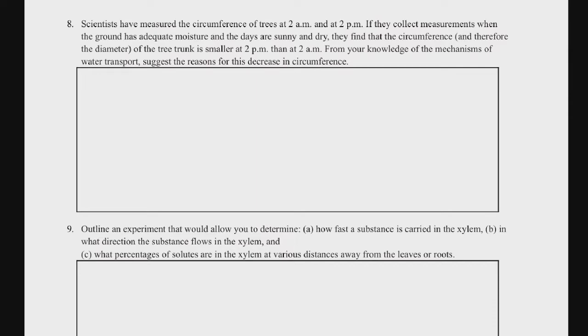Scientists have measured the circumference of trees at 2 a.m. and at 2 p.m. If they collect measurements when the ground has adequate moisture and the days that are sunny and dry, they find that circumference, and therefore the diameter of the trunk, is smaller at 2 p.m. than 2 a.m. From your knowledge of the mechanisms of water transport, suggest the reasons for this decrease in circumference. On bright sunny days where a lot of photosynthesis is occurring, the transpirational pull is larger than it would be at night, and so it would pull in the walls of the xylem vessels and contribute to the smaller diameter.